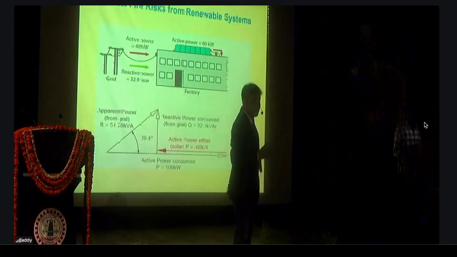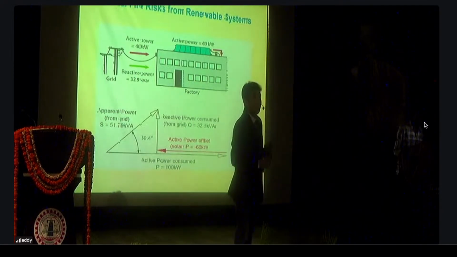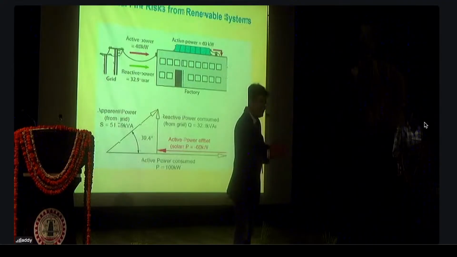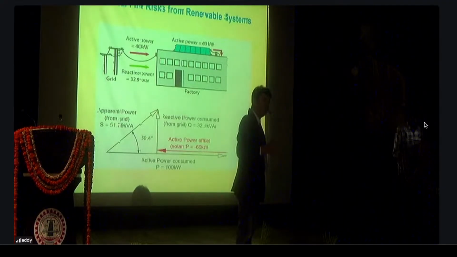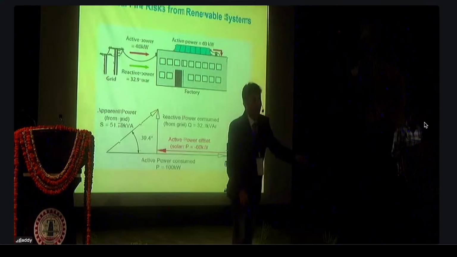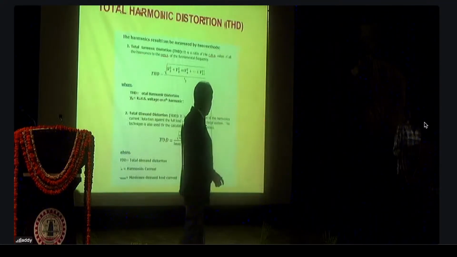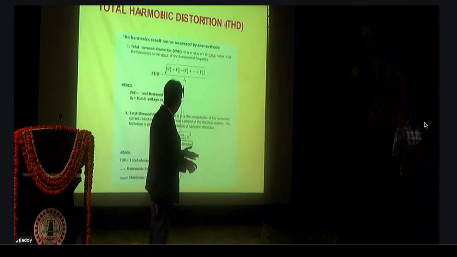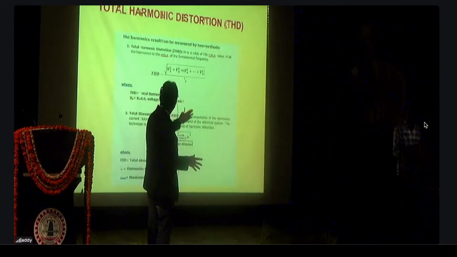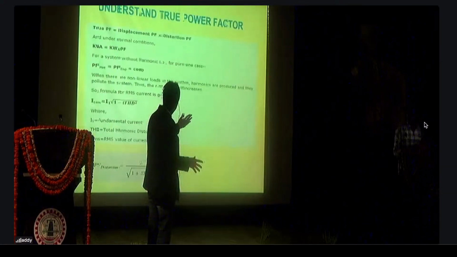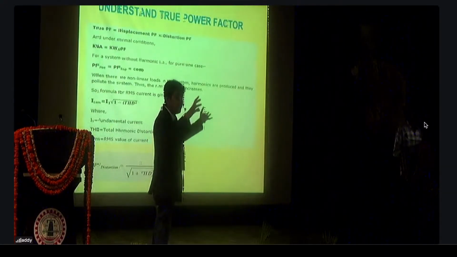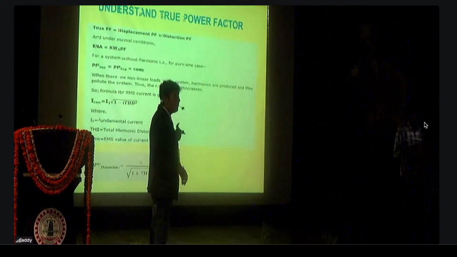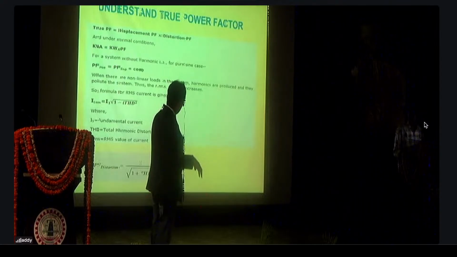Because of that flow of only reactive power, while active power is supplied by my solar system, it creates a problem for the distribution transformer (DT). It generates heat in the core and that may fail it. And then comes the total harmonic distortion. How to calculate it? Next.